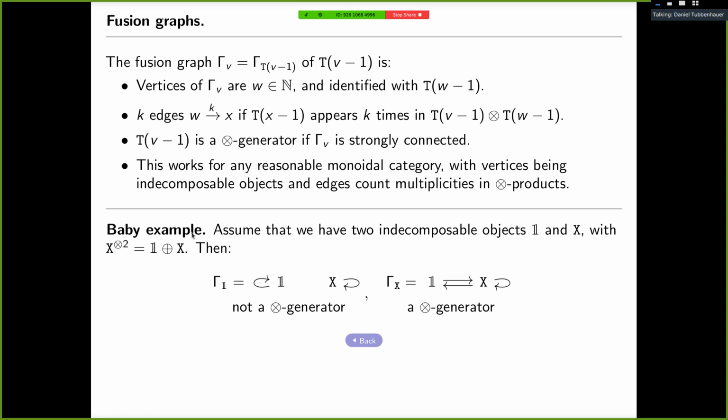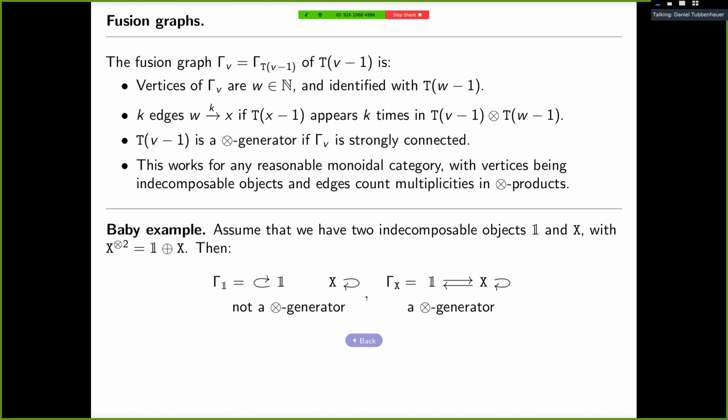So let me give you a baby example, such that we are all on the same page. It's not related to tilting modules, just to make sure we understand how those fusion graphs work. Assume I have two indecomposable objects in my category, 1 and x. 1 is the identity, so it acts as the identity, and x satisfies this multiplication rule: if you square it, you see 1 plus x. That's kind of the easiest example you can imagine.